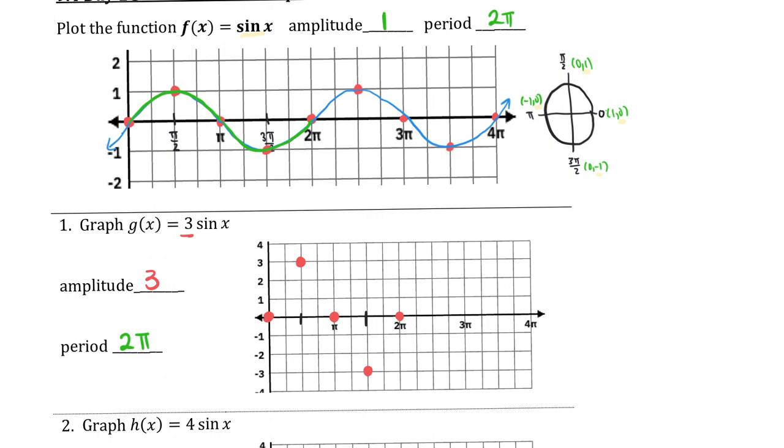Then it repeats again. So it went 0, up, 0, down, 0. So it's going to go 0, up, 0, down, 0 again. So between 2 pi and 3 pi, I'm going to go up. Then I go to 0. And then between 3 pi and 4 pi, I go back down 3. And I go back to 0. And then it repeats. Okay, so let me sketch this. It should look curvy. It's called a sinusoidal curve.